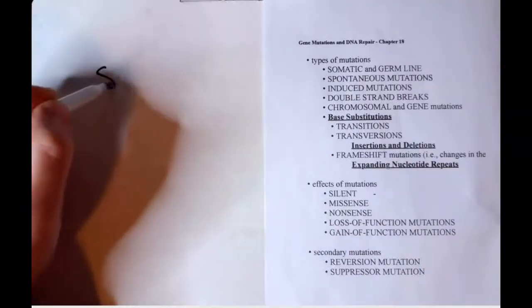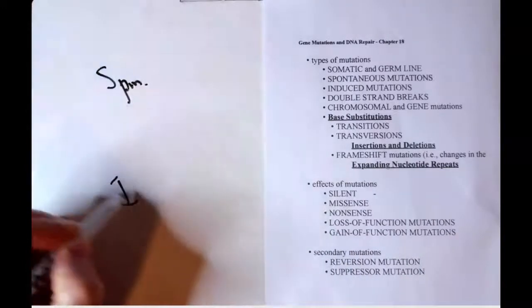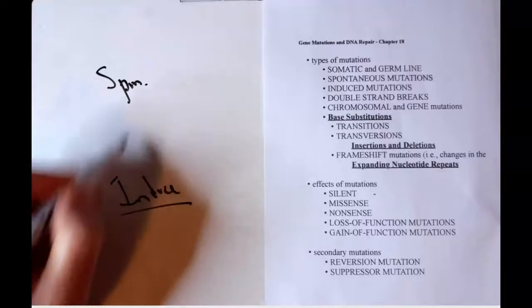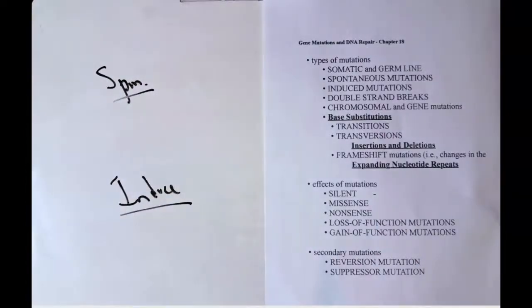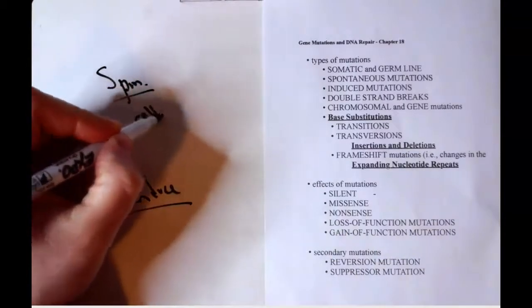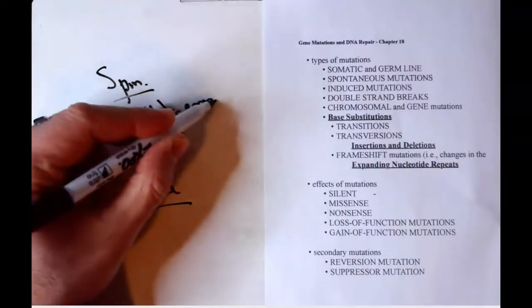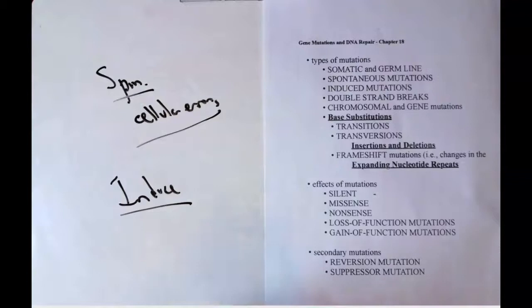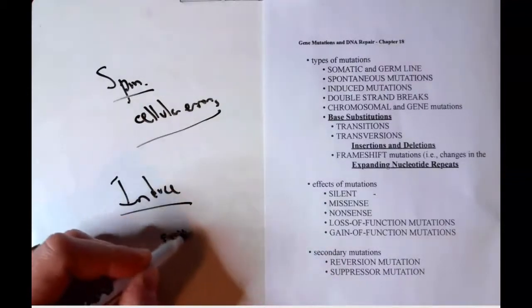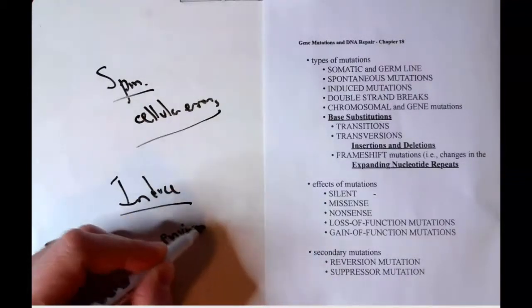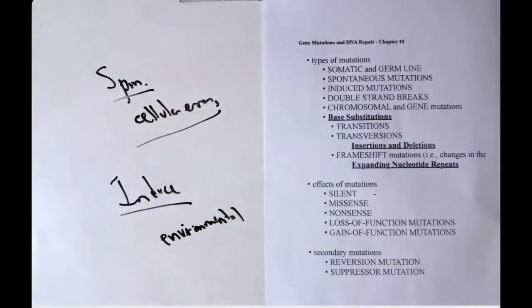Spontaneous mutations versus induced mutations give us an idea of cause, not location, but cause. Spontaneous mutations are due to cellular errors. They happen all on their own. And induced mutations are environmentally caused. These are induced or caused by external influences.